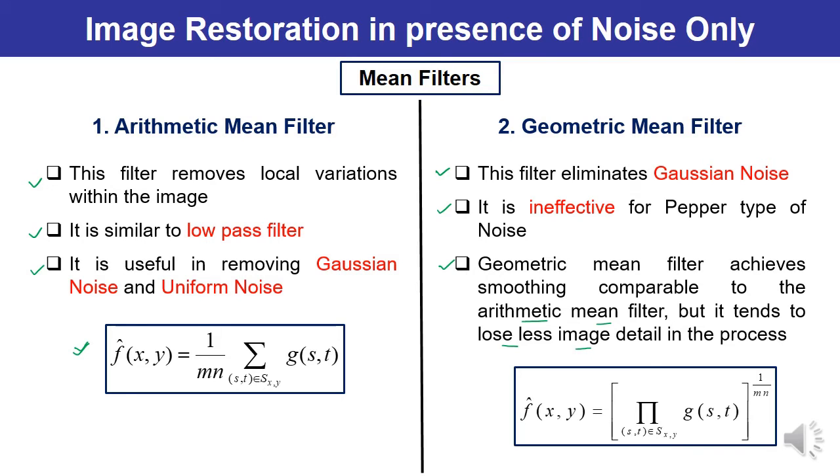You must have studied arithmetic mean, geometric mean, harmonic mean calculation in your school days, and you will be able to calculate it very quickly. And based on these filters, you may find numericals as well. So this is how the geometric mean filter works.